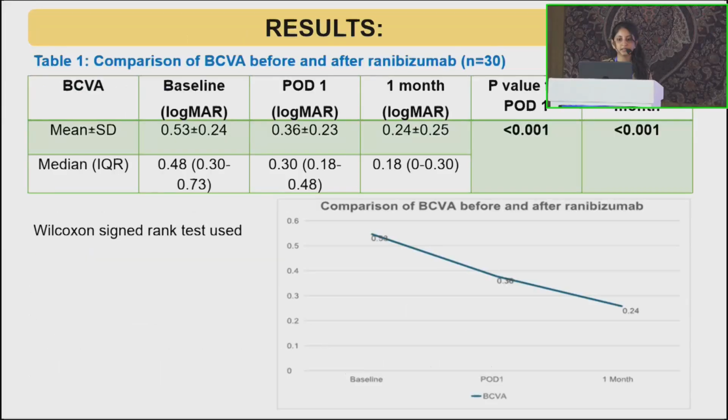Coming to the results, the best corrected visual acuity was tested at baseline, POD1 and 1 month. At baseline it was 0.53, calculated in logMAR. On POD1 it gradually improved to 0.36, and at 1 month it further improved to 0.24. The improvements at both POD1 and 1 month were statistically significant.